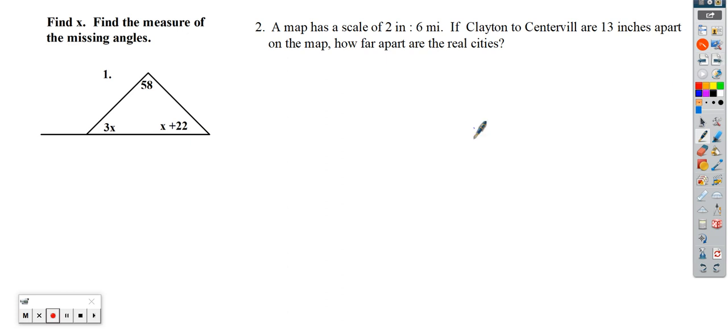Okay, here are 2 more problems. Pause the video. When you are finished, push play and we will solve these together.